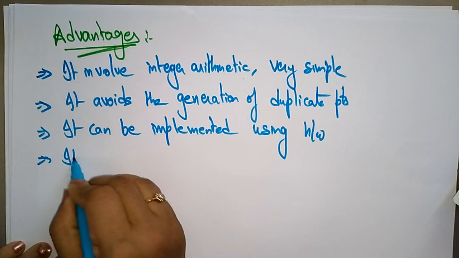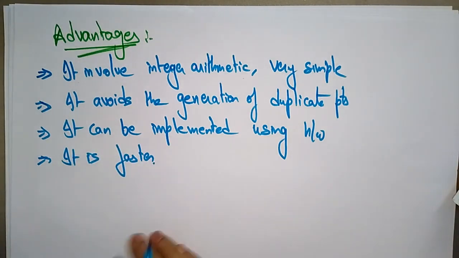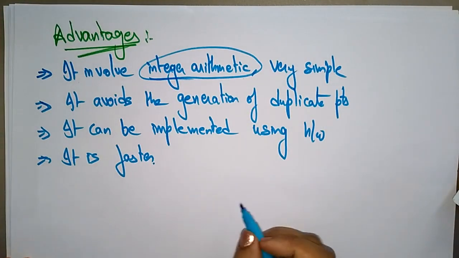And it is faster when compared to DDA. Why is it faster? Because it does not involve floating point calculations like the DDA algorithm. It uses only integer arithmetic; you don't use floating point.